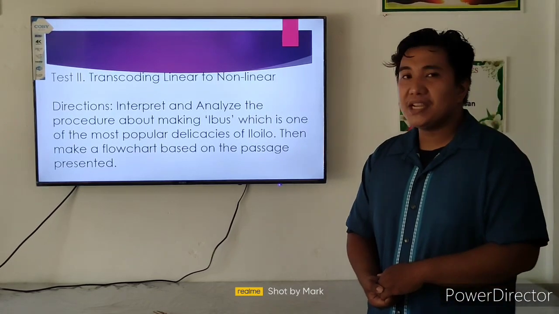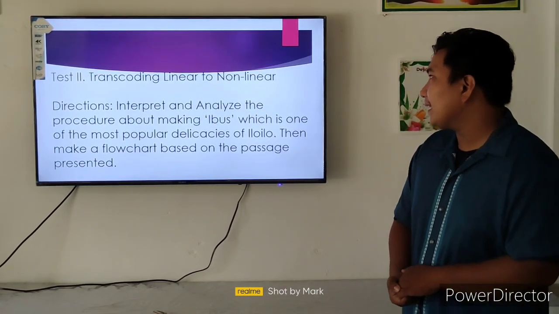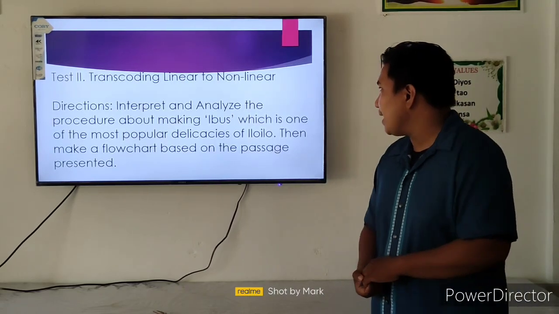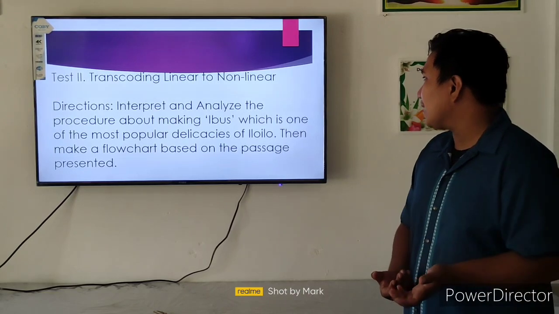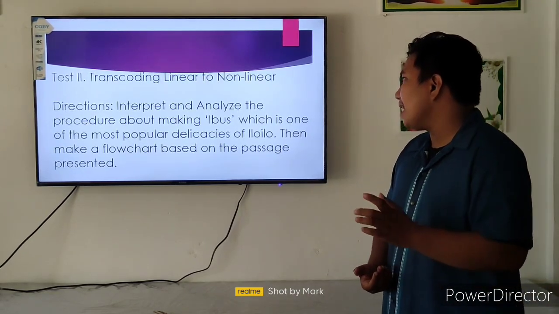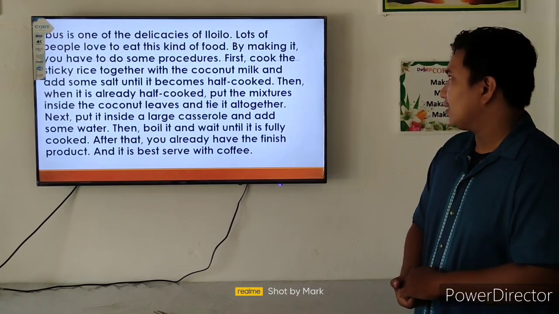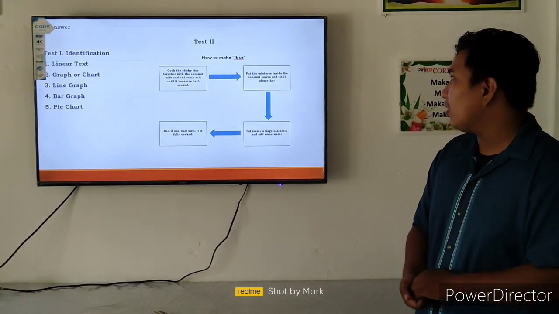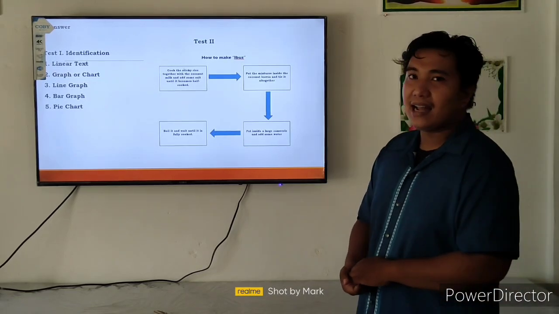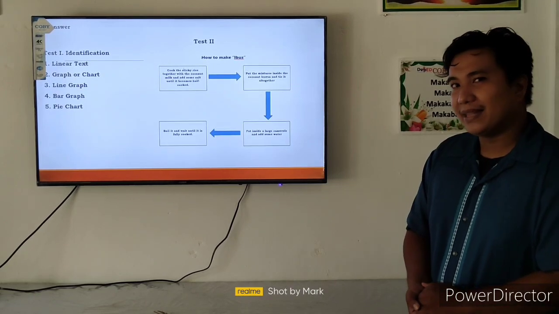Here we have some directions. The direction is to interpret and analyze the procedure about making ibus, which is one of the most popular delicacies of Iloilo. Then make a flowchart based on the passage presented. This is linear text, so they have to make their own flowchart. These are the possible answers to the assessment that we have.